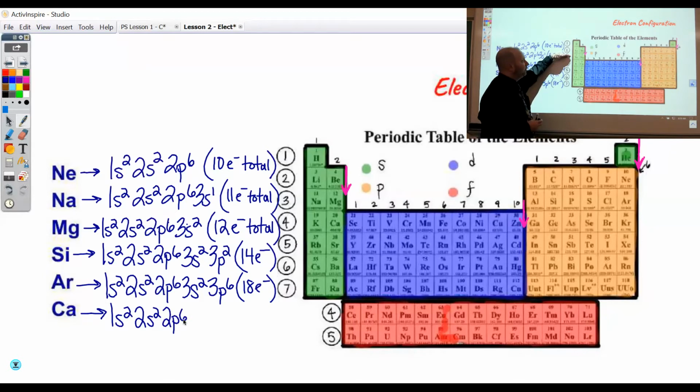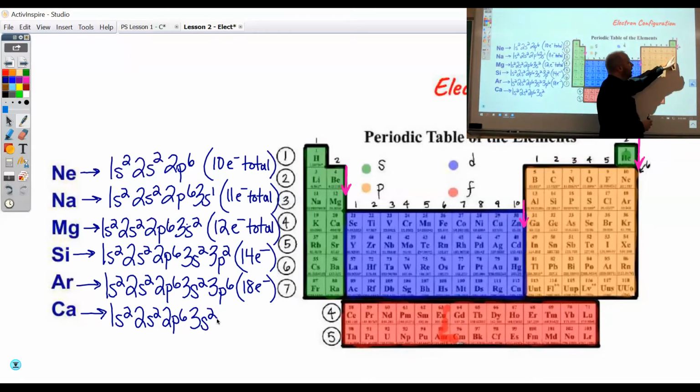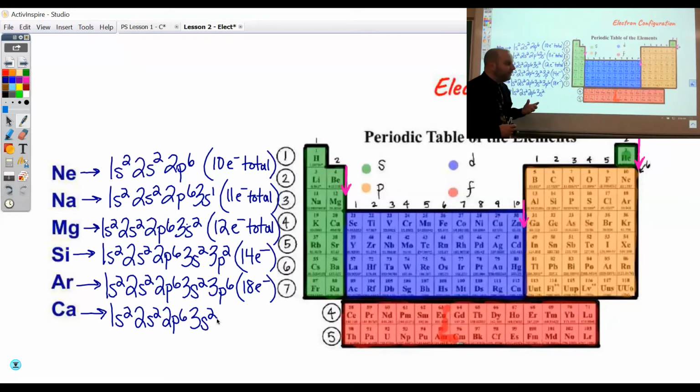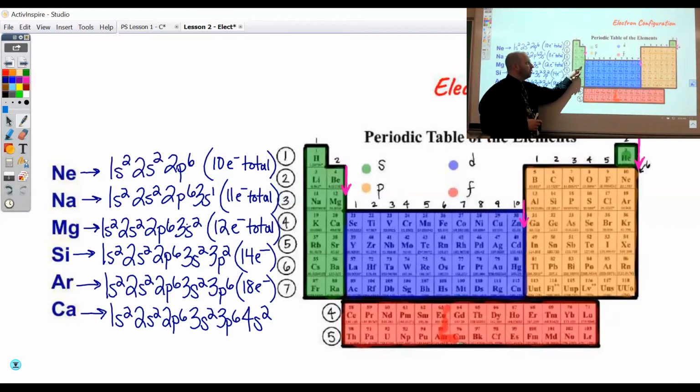We're going to start in the third energy level. Here's our first stopping point, 3s2. And then if we continue all the way across to argon, we're going to stop at argon because that's our next stopping point. We're going to write down 3p6. Last one. We start on the fourth energy level. We get to calcium. We're going to stop there, and we're going to write down 4s2. So fourth energy level, S block, spot number 2.